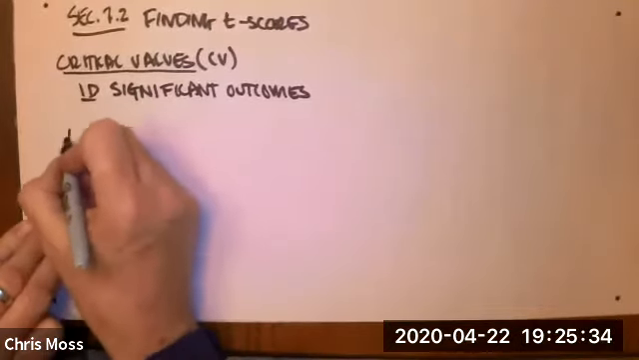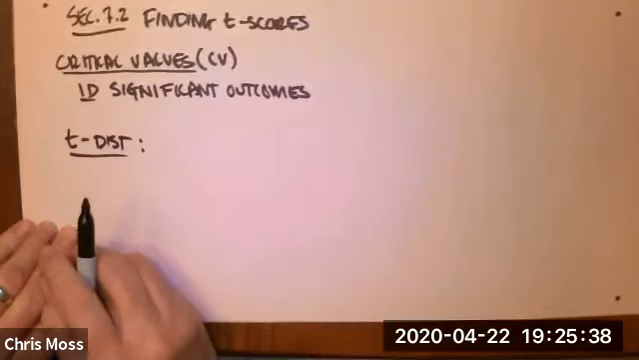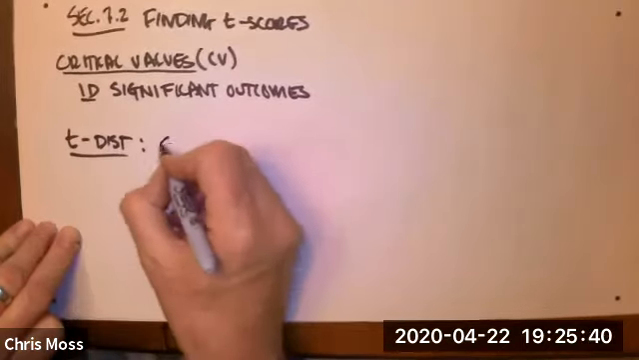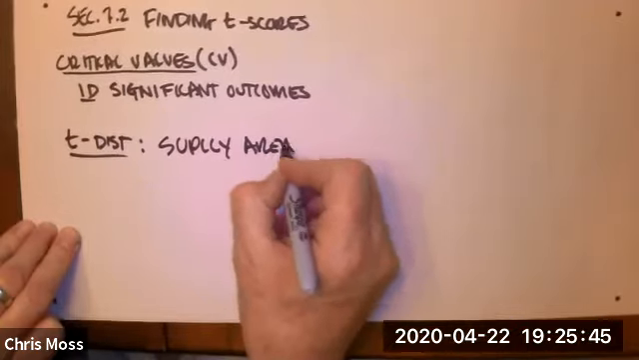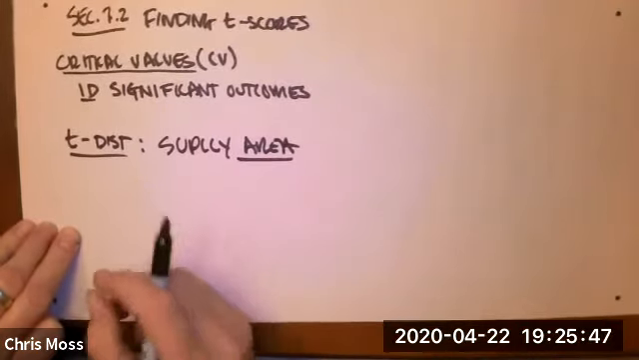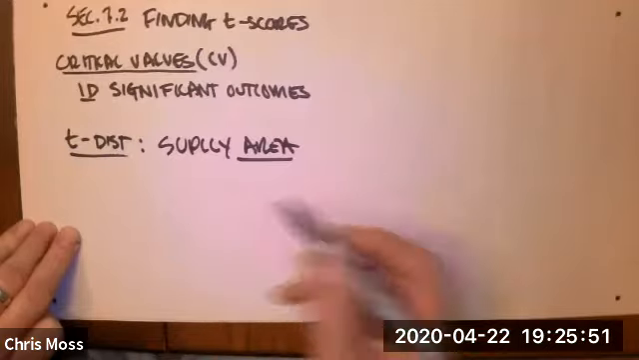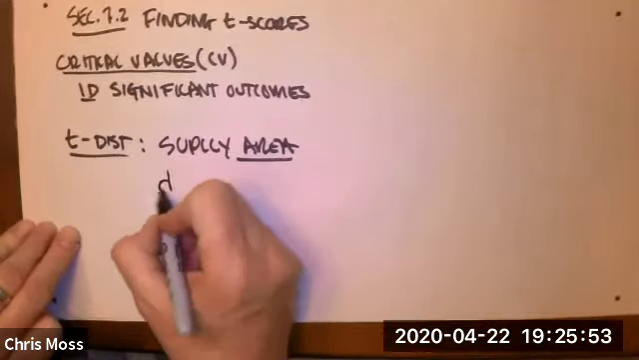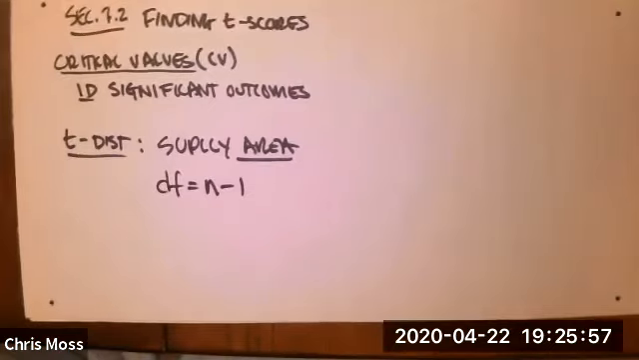To do this, we'll use the t-distribution, and there's a couple of things that we'll need to supply. We'll need to supply area, and either left, right, or two tails, depending on the question at hand. And in addition to that, we need to supply the degree of freedom, which is equal to n minus 1.